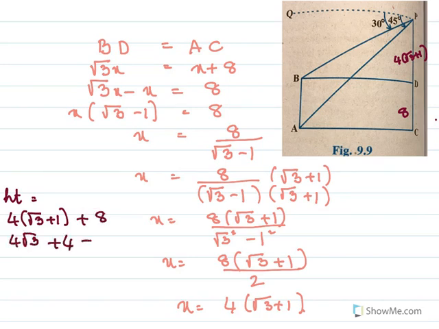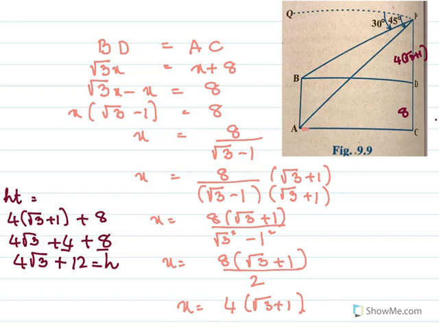4 root 3 plus 4 plus 8. And if you add this up, 4 and 8, you will get 4 root 3 plus 12 was the height of that multi-storied building.